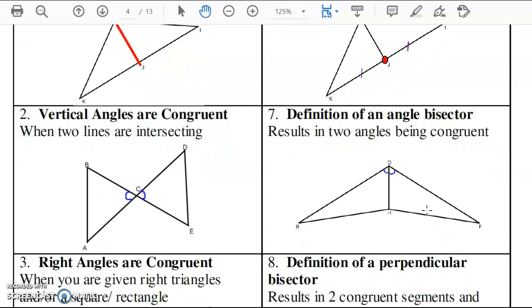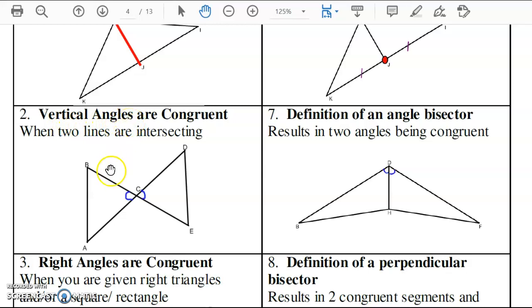Alright, next property here is the vertical angle property. Here we see two triangles, but we're going to be focusing on these angles that are marked up in between here. Angles like these, that are across from each other, are congruent because they're called vertical angles.